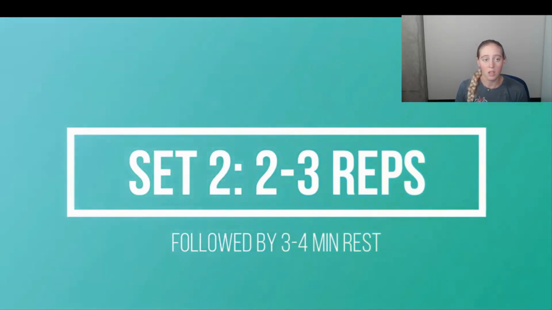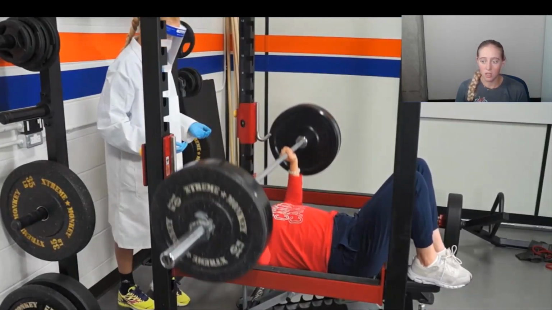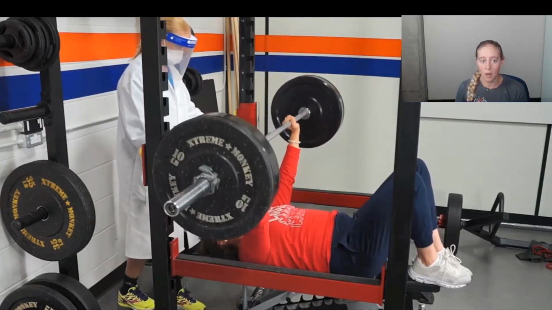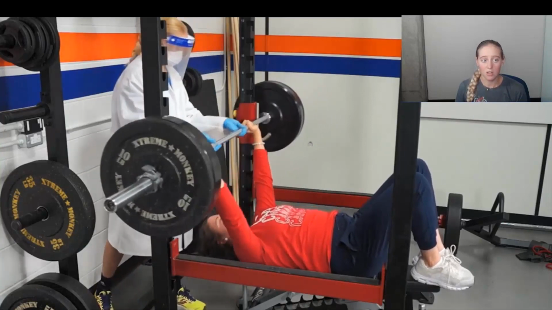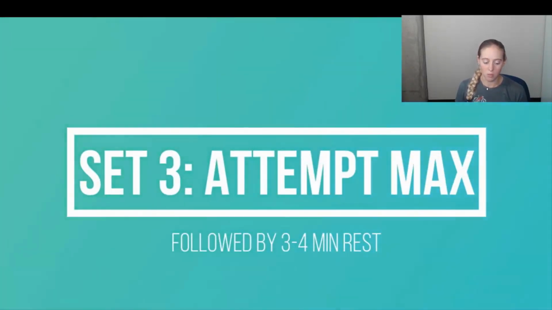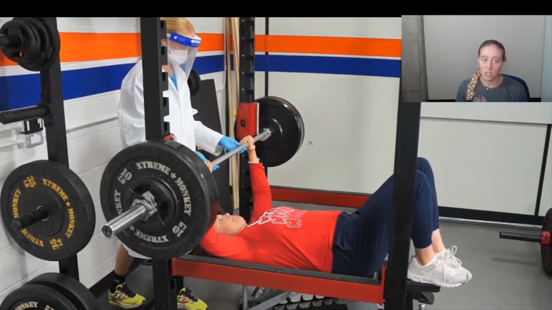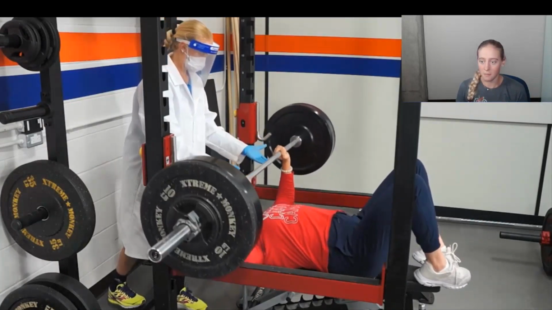In set 1, 3 to 4 reps are performed. In set 2, 2 to 3, and in set 3, a 1 rep max would be attempted. For progression or increases in weight increments, for the arm muscle groups, we tend to look at 5 to 10% or 10 to 20 pound additions, depending on the ability of your client.